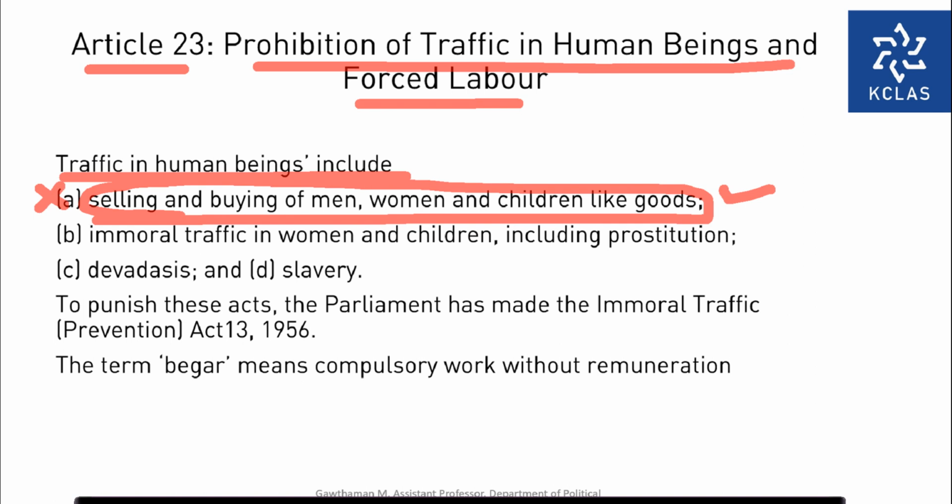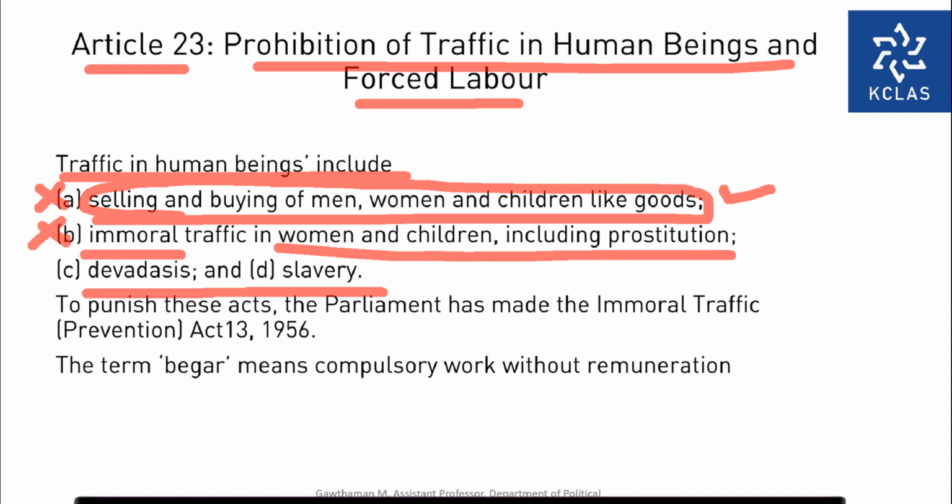Immoral traffic in women and children, including prostitution, devadasis and slavery. These are certain customs which were practiced in India, which were a form of exploitation or discrimination. So it should not happen. Immoral traffic in women, children, including prostitution, devadasis and slavery should not be happening. So this is the main meaning of traffic in human beings.